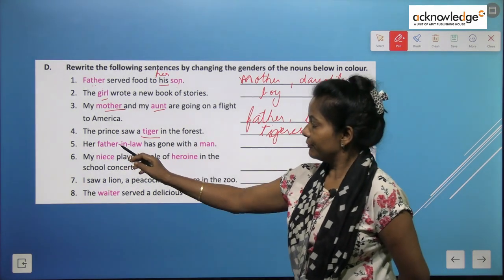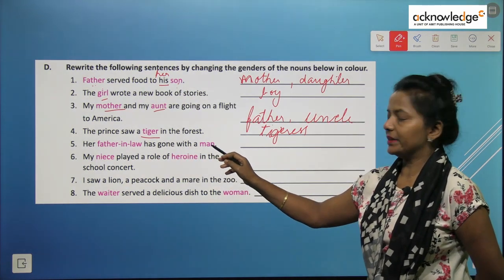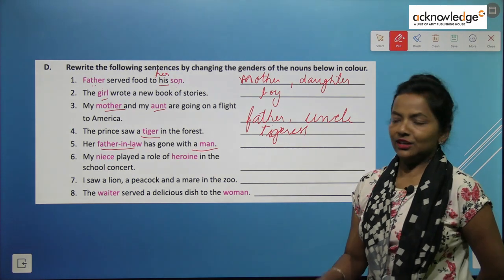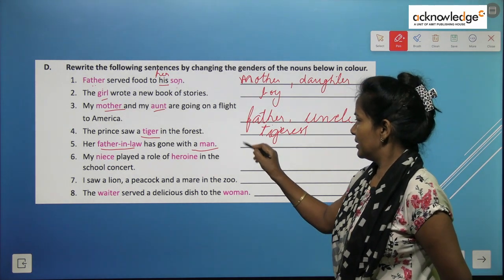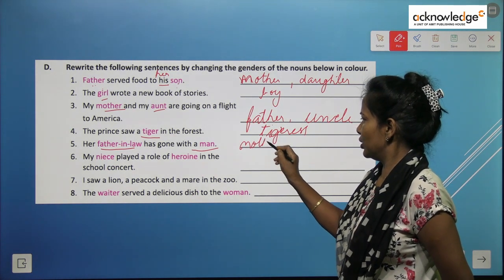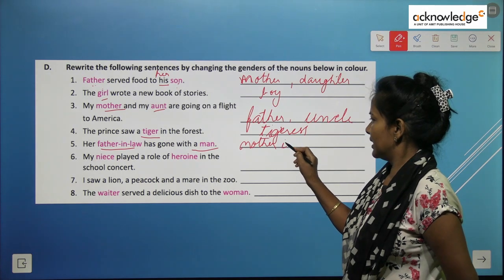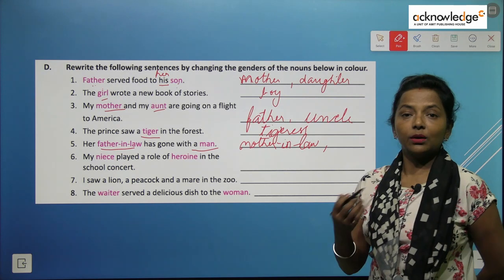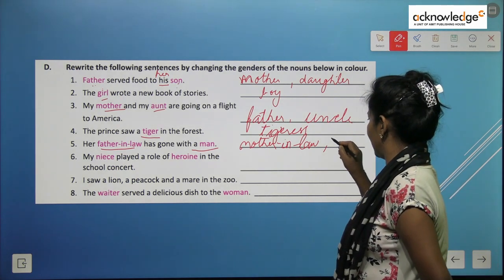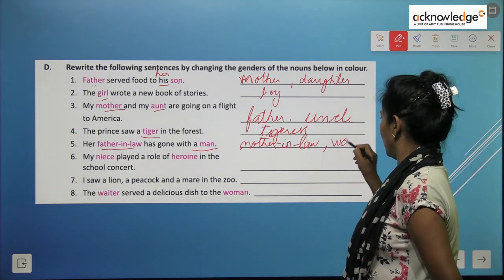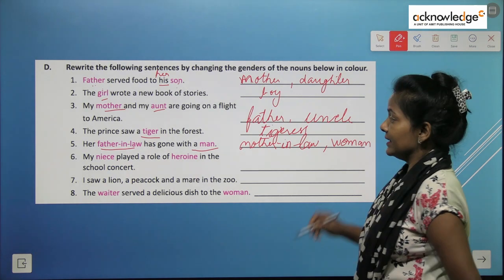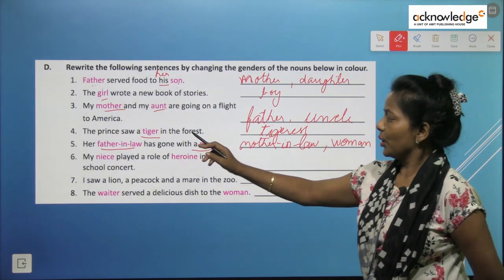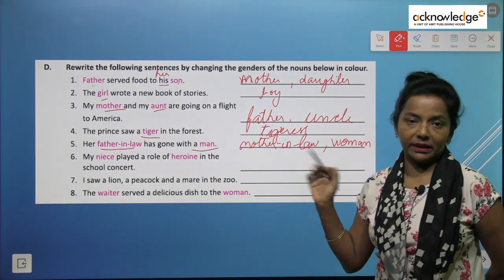Next is, her father-in-law has gone with a man. We have to change the gender of father-in-law and man. Father-in-law becomes mother-in-law. And man का क्या हो जाएगा? Woman. Man changes into woman. So now read the sentence again. Her mother-in-law has gone with a woman.